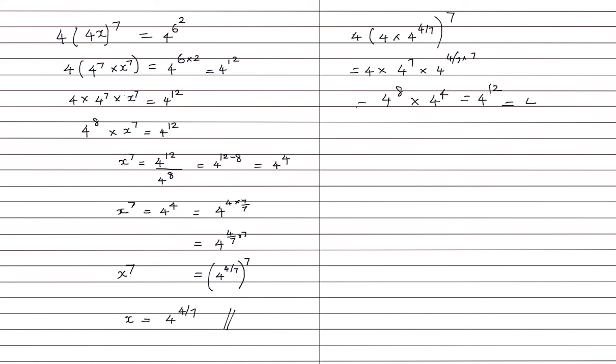So which can be written as 4 to the power 6 into 2, which is equal to 4 to the power of 6 power 2, which is equal to right hand side. So this is the answer. So the value of x is 4 to the power 4 by 7.